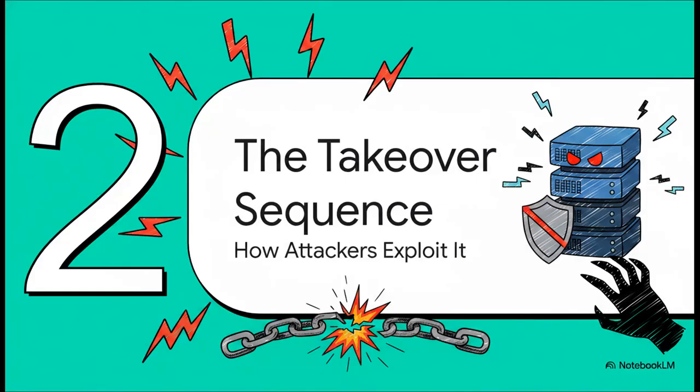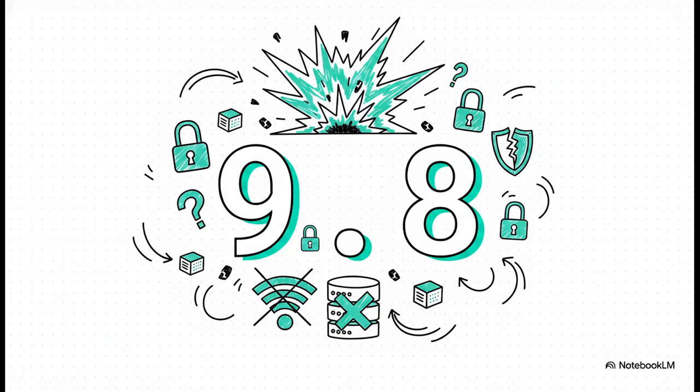All right, so we've seen the flaw. The big question now is, how does an attacker actually use it? Let's walk through the exact sequence that takes them from the outside to a full server compromise. But first, let's be crystal clear about the impact here. We're talking about a CVSS score of 9.8 out of 10. That's about as critical as it gets. It means a total compromise of confidentiality, integrity, and availability.